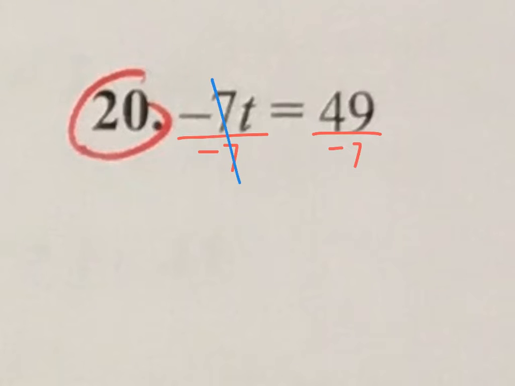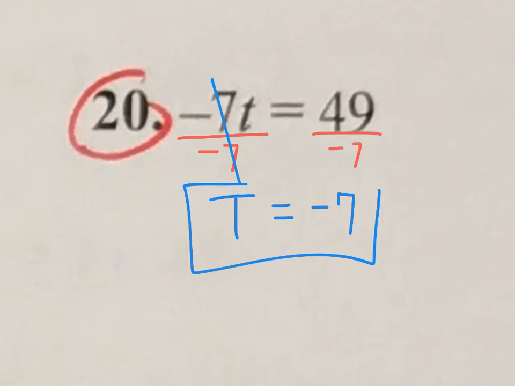So these guys obviously cancel out. That t comes down. The equal sign also comes down. And 49 divided by 7 is 7. But when we think a positive divided by a negative, that's negative. So t equals -7 is the correct answer right there.